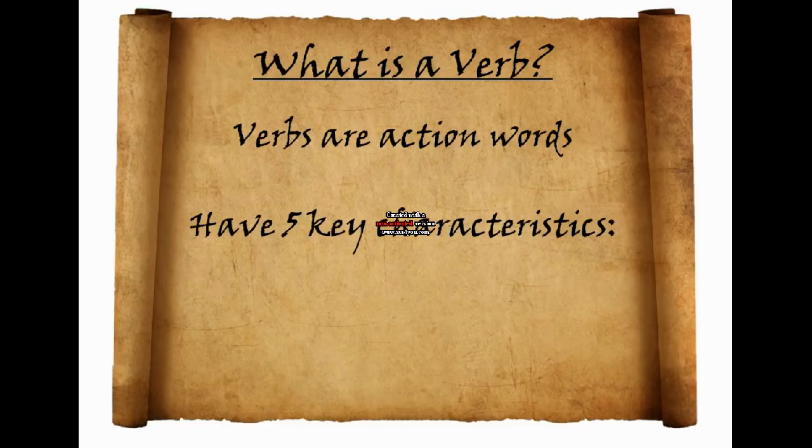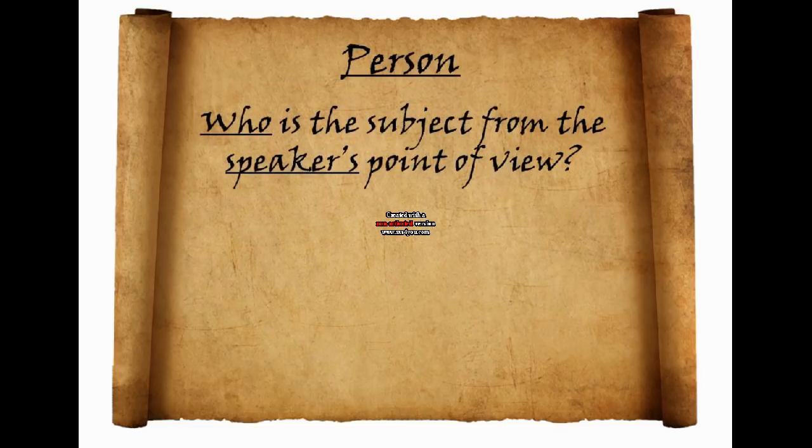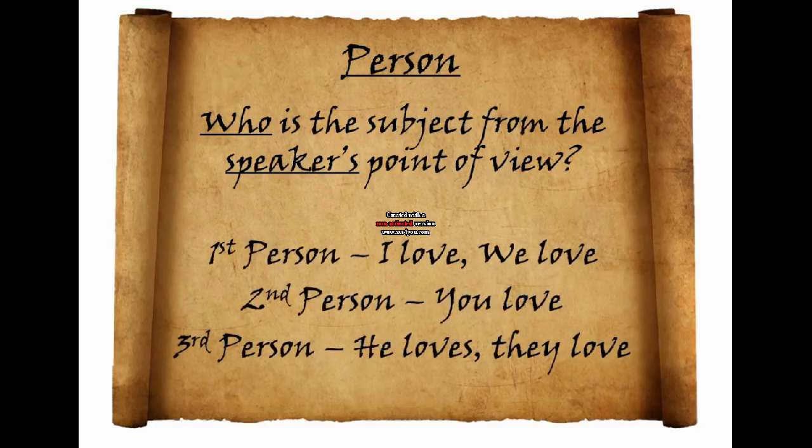They're defined by 5 key characteristics which distinguish them. These are person, number, tense, mood, and voice. So let's look at each one of these in turn. First of all, person describes who is the subject of a sentence from the speaker's point of view. If the speaker is referring to himself, then it's the first person. If we use the verb to love as an example: I love and we love.